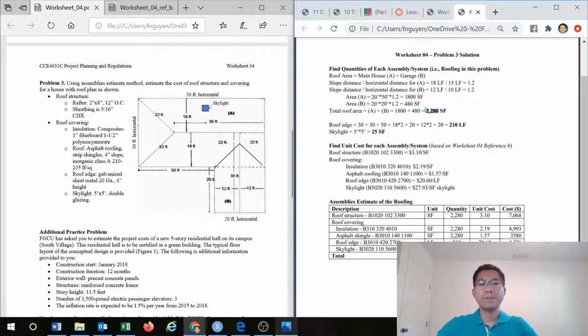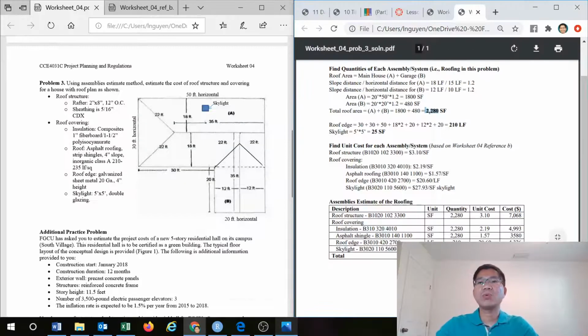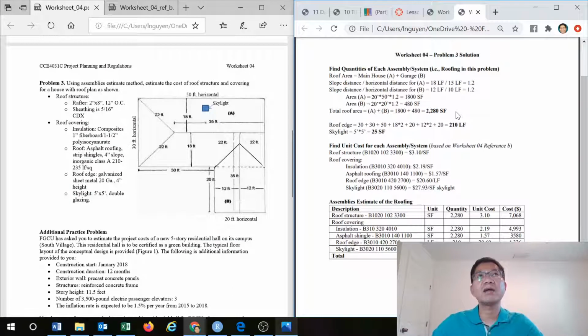Even if the roof goes up and down, what we need to do is very simple: find the horizontal area covered by the roof, find the ratio of slope distance and horizontal distance, get that done, and then you will get the area. Very quick, very fast. Keep that in mind. So that is the area, the quantity and the unit of that quantity.